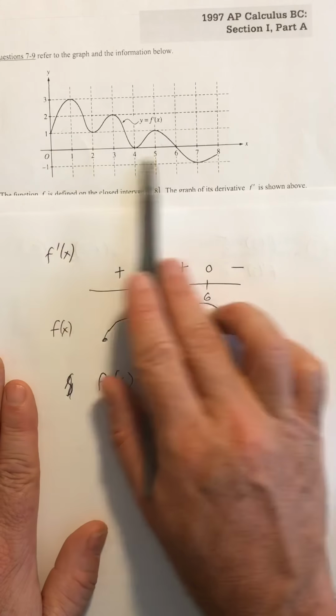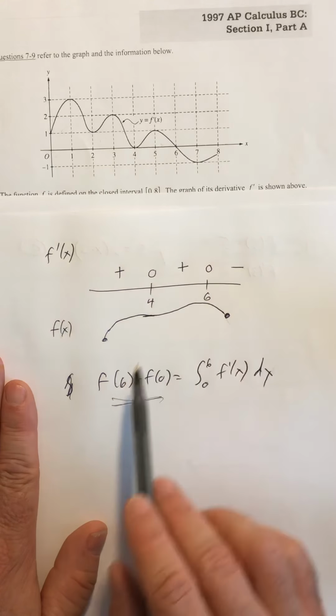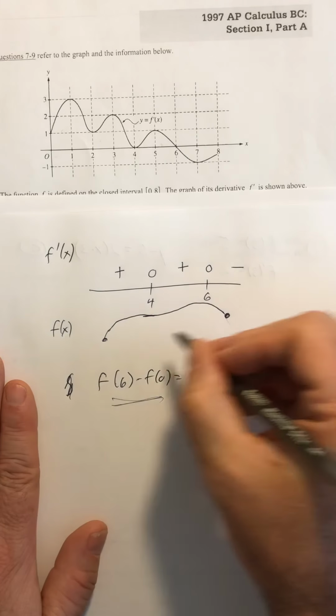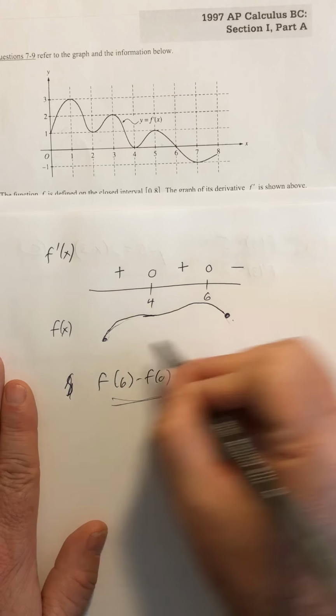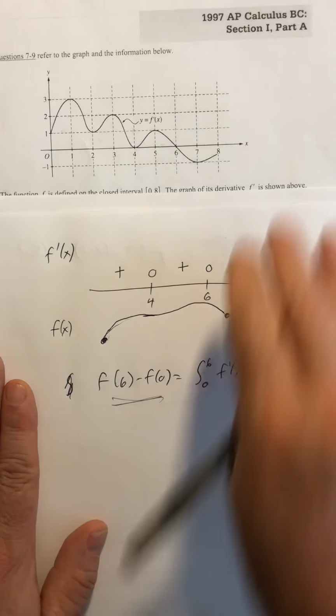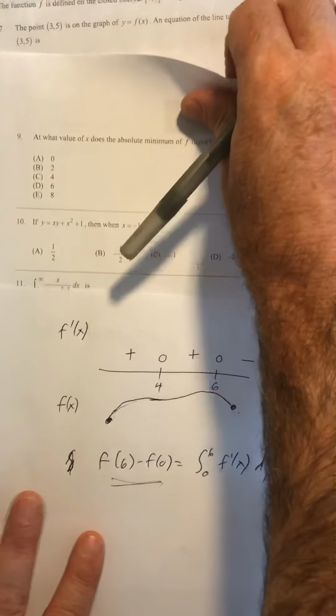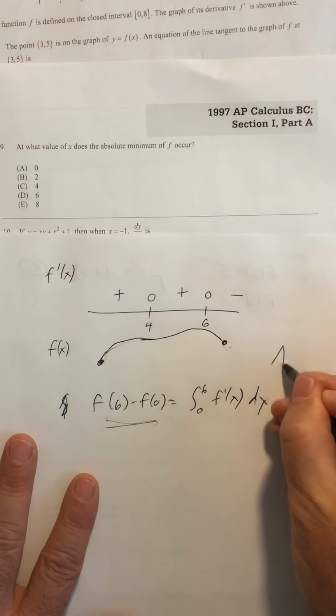So it's pretty clear that the integral from 0 to 6 is greater than the integral from 6 to 8. Which means that I'm going to go up much more than I'm going down. That makes the left endpoint our absolute minimum, and so 0 is our answer.